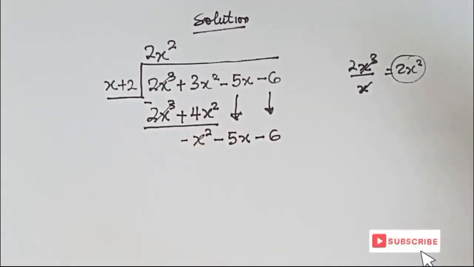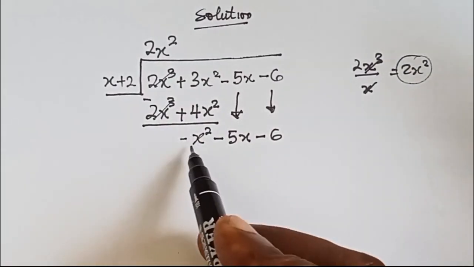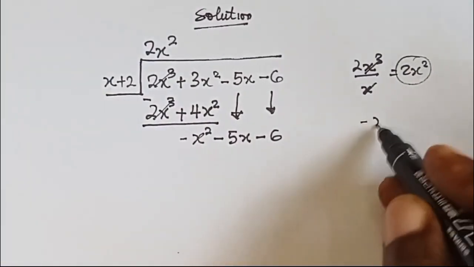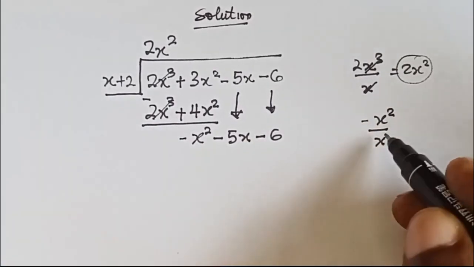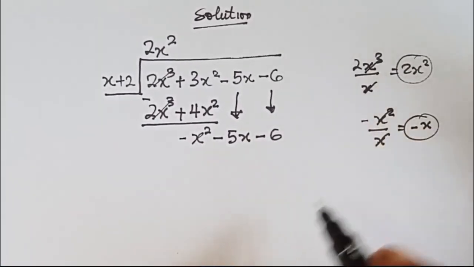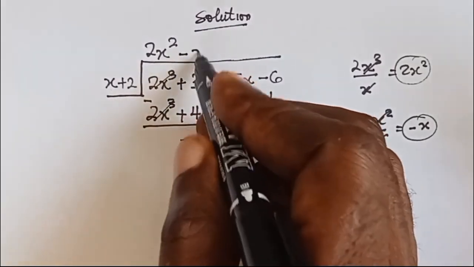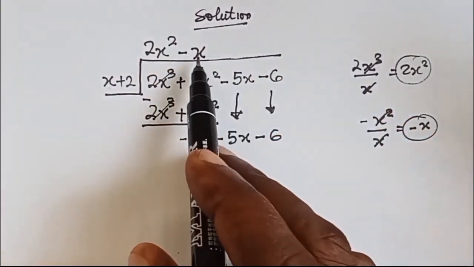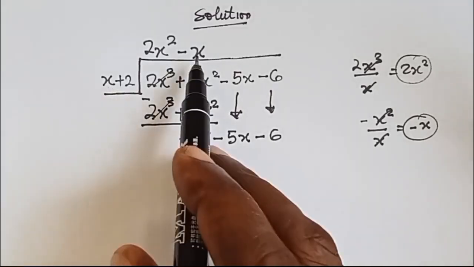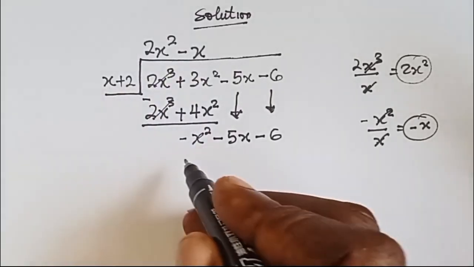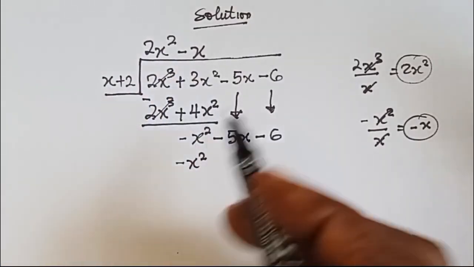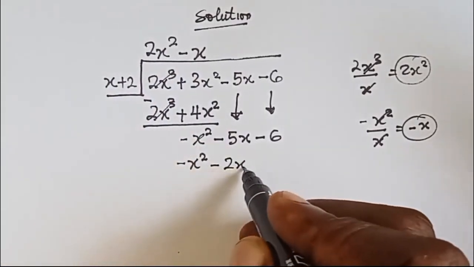What we are doing next is we are dividing minus x squared by x. So we have minus x squared, we divide it by x, and that will give us minus x. Alright, so we write the minus x here. Then we are going to multiply this minus x by x plus 2. So minus x times x will give us minus x squared. Then minus x times plus 2 will give us minus 2x.